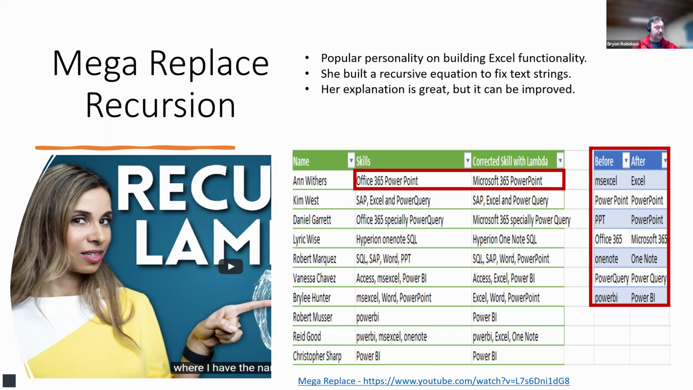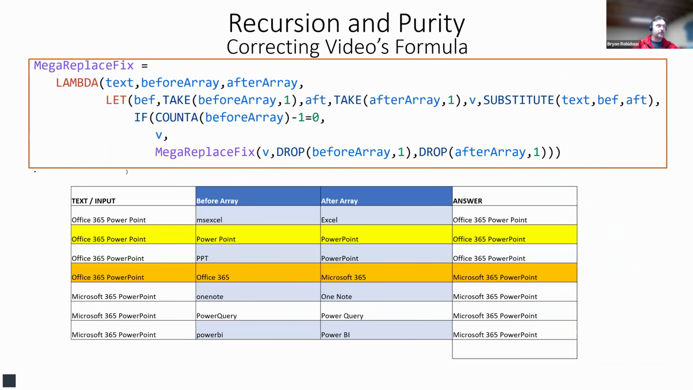But I'm going to show you my method first, which accomplishes the same thing, and I'll show you hers, but there's a good reason why. So let's look at recursion and purity. If we look at this, I call it the mega replace fix, and I'll explain that later.